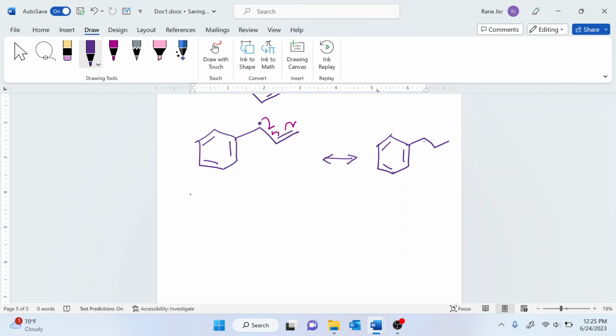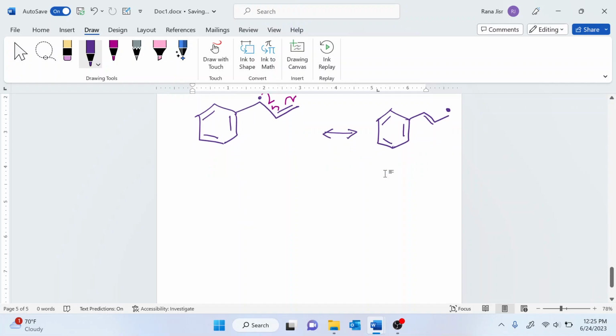So you have a double bond in here. So you make a double bond in here and a free radical in there. And you're going to end up having 2 resonance structures in this case.